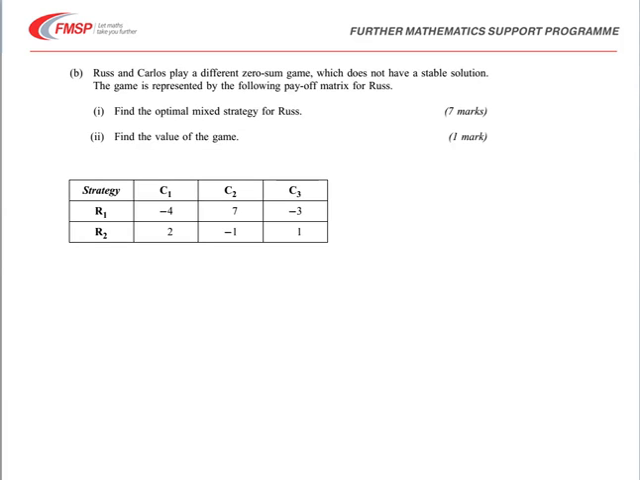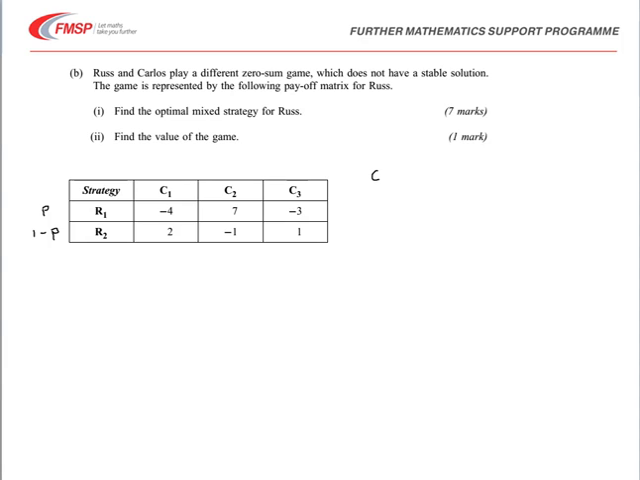In the second part of the question we're told that we have a new game, and this time it is not stable, and we're asked to find the mixed strategy for Russ. So the procedure is to say, let's have Russ play each of his strategies with a probability p and therefore 1 minus p, and look at what happens if Carlos plays each of his strategies and see what the expected gain is for Russ.